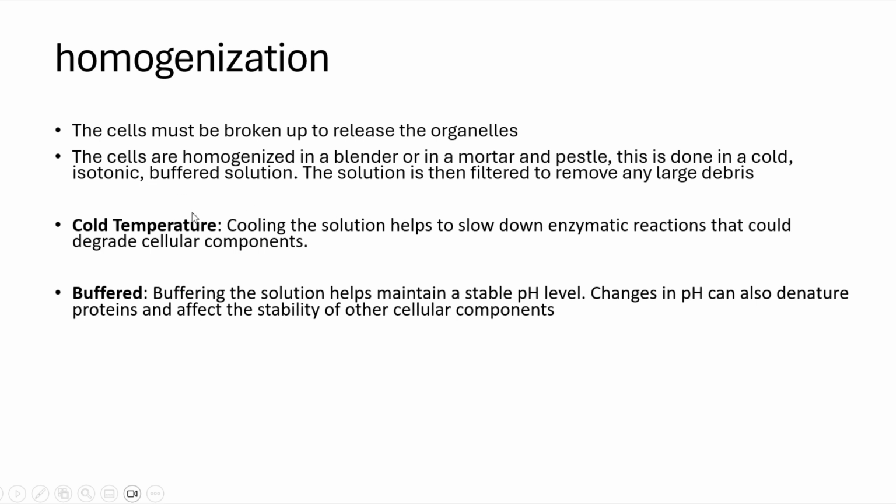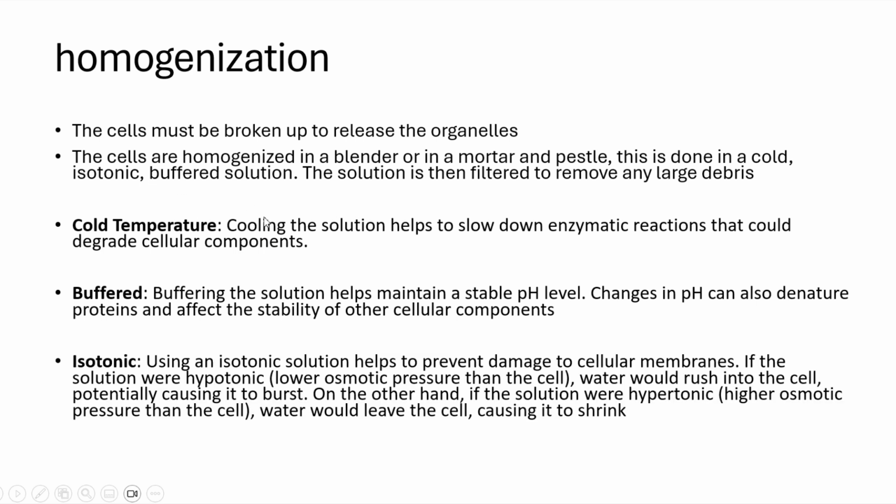And then the reason why it's got to be isotonic: isotonic means that the solution inside and outside has the same water potential, the same osmotic pressure. So using an isotonic solution helps to prevent damage to cellular membranes. If the solution was hypotonic, that means there's lower osmotic pressure outside, less water outside the cell, yeah? The water would rush into the cell and it would burst it. It would destroy the organelles, yeah?